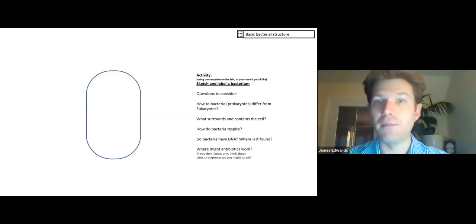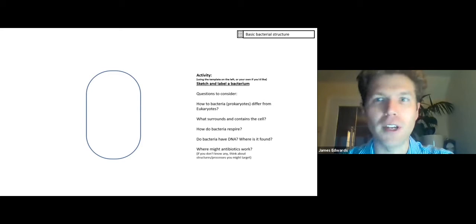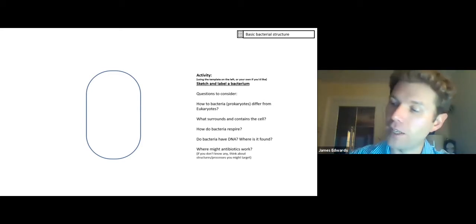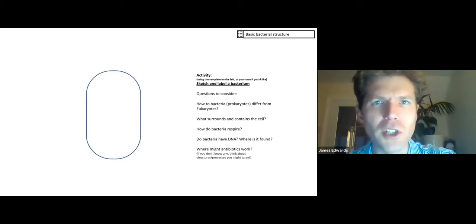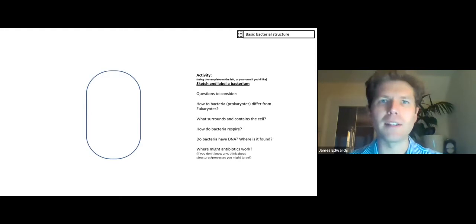On the screen, I've just got a fairly generic image, and I'll swap the camera around in a minute, and we'll draw a picture of a bacterium. Again, you can do this in your own time. There are a few specific questions on the screen here. How do bacteria differ from eukaryotes? What surrounds and contains the cell? How do bacteria respire? Bacterial DNA, and if we were to think about antibiotics, where might they work?